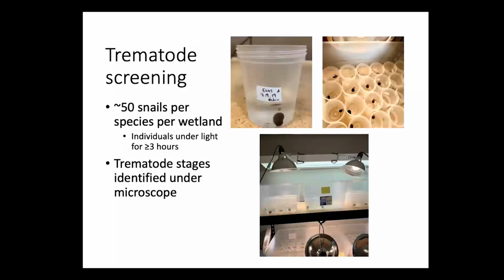So to assess prevalence, to actually screen how infected the snail first intermediate hosts are, you can basically take individual snails, put them into individual cups, and then put them under a light and examine them after at least a few hours. The free swimming stage will actually leave the snail. The light induces the parasite to leave the snail, and then you can assess its infection status. And then we can examine them under a microscope to say whether or not it was infected and with what type of trematode it was infected with.